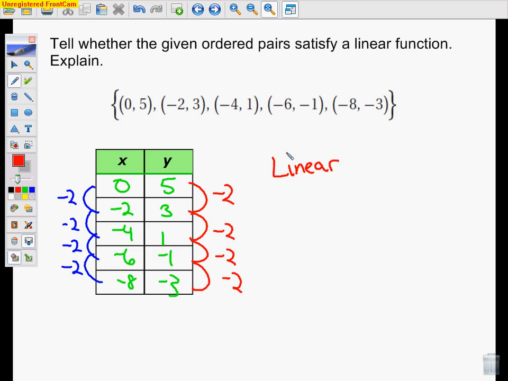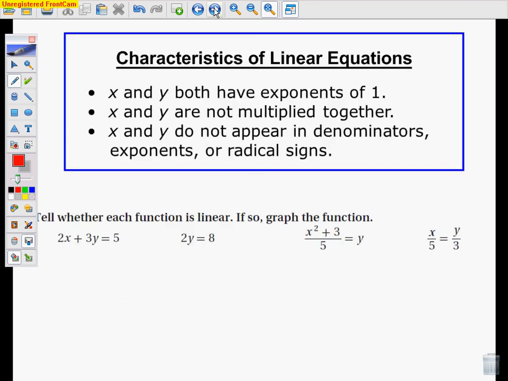Now, please, once again, don't get confused. The values that change, the constant change in the x doesn't have to be the same constant change as the y. Here, it just happens to be. Okay? So, other characteristics of a linear equation.